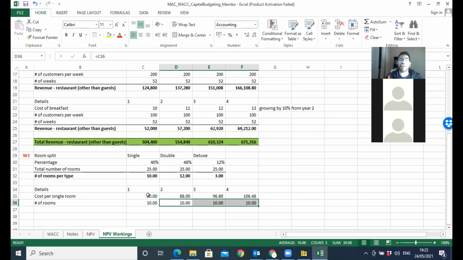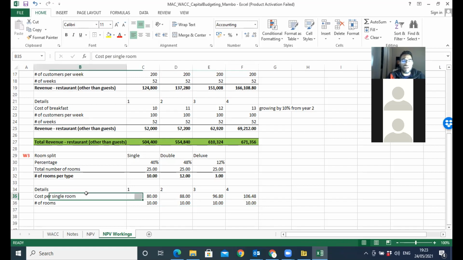Then we will have to work out how many guests per room. Because remember, you may charge $80 per day per guest. In this case it's only one guest per room, so it will only be $80. But if you have two guests per room, then you may want to work out how to include the number of people. So just picture that.